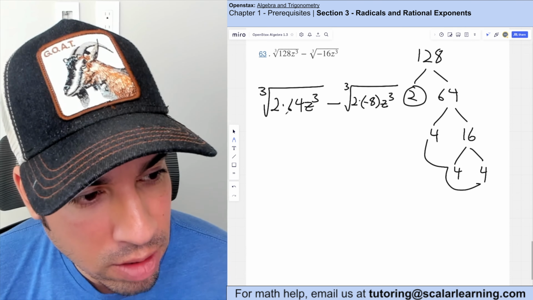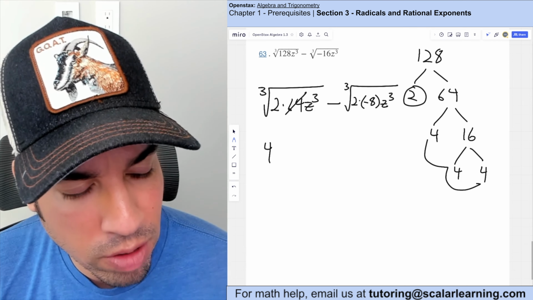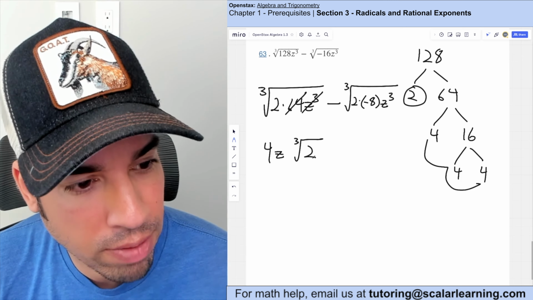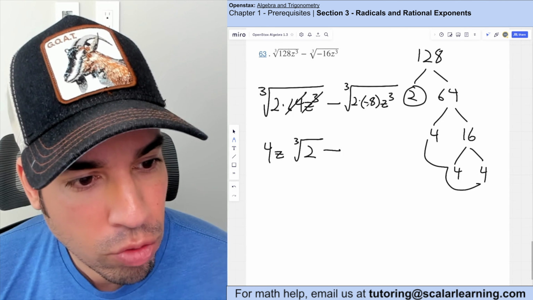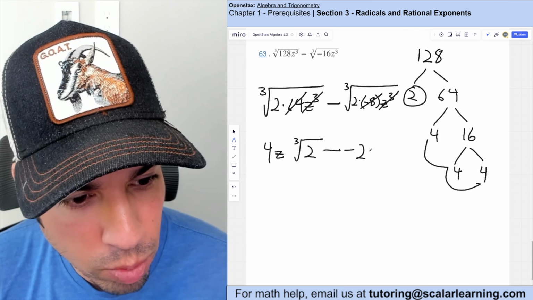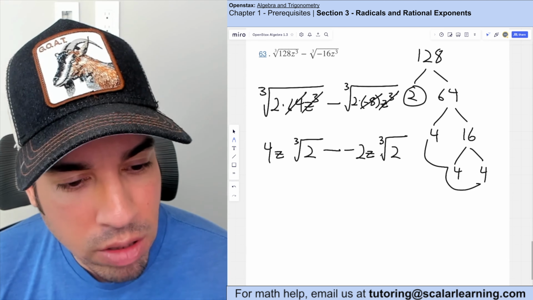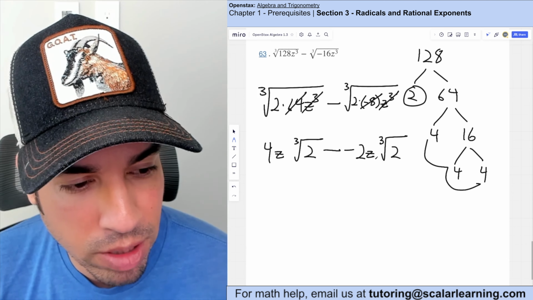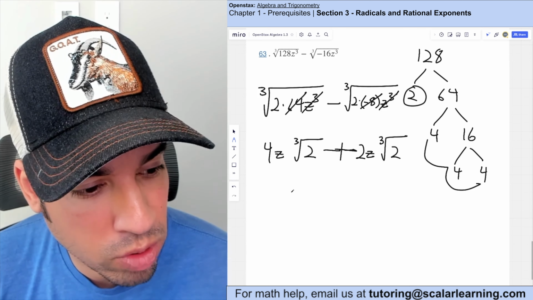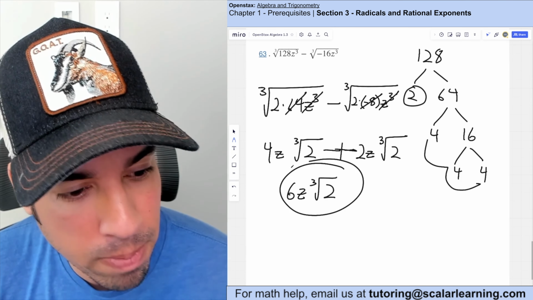So now I'm going to extract the perfect cube there. The cube root of 64 is 4. I'm going to take the cube root of z cubed, which is just z. And then I've got the cube root of 2 left inside, minus the cube root of negative 8, which is negative 2. And the cube root of z cubed, which is z. And inside I've got the cube root of 2. This is awesome because now I got the same cube root here and here, so I can combine these. Minus a negative becomes a plus. So 4z plus 2z is 6z, cube root of 2, boom, done.